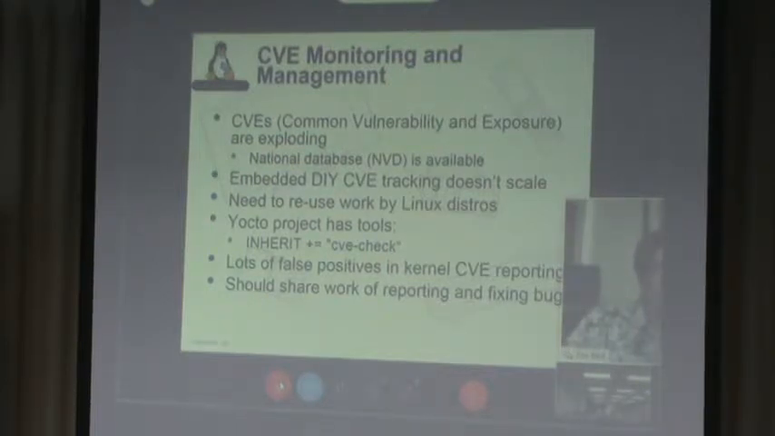You need to reuse the work that's done by Linux distros like Debian, Red Hat and Ubuntu, which are all doing CVE tracking. You should try and leverage that work and use the information that they've gathered. Yocto Project, if you're using that for your builds, also has a tool that's integrated already. If you add this to your local configuration file, inherit += cve-check, then you'll get some additional CVE checking as part of your Yocto builds. So the tools are improving. There's still a lot of false positives in kernel CVE reporting. It's pretty hard work writing the code to reproduce these vulnerabilities and test for them.